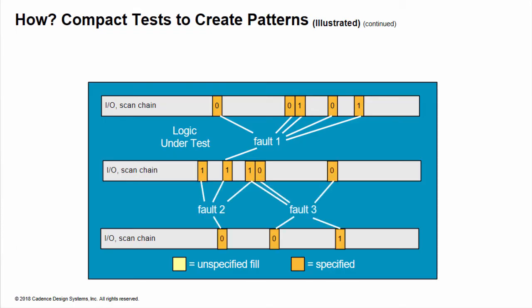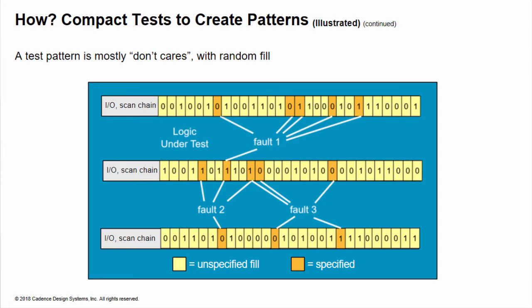Tests for additional faults specify additional bits as they are merged. Note that the different tests may share some specified bits. After some time with no additional tests merging into this pattern, it will be filled and sent to the fault simulator. Note that most of the data that will be scanned into the chip is fill, usually pseudo-random data.